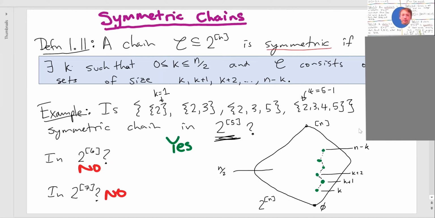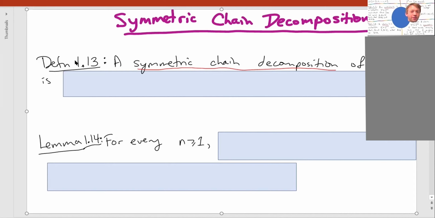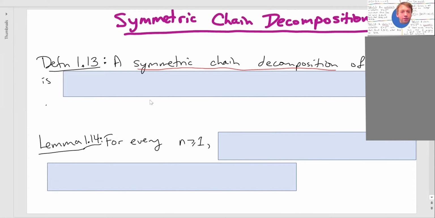Is that clear? Okay, the empty chain is not a symmetric chain. There has to exist some k such that it has sets of size k through n minus k. I'm not sure I'm going to finish this in this lecture, but that's okay. We'll start with the proof.